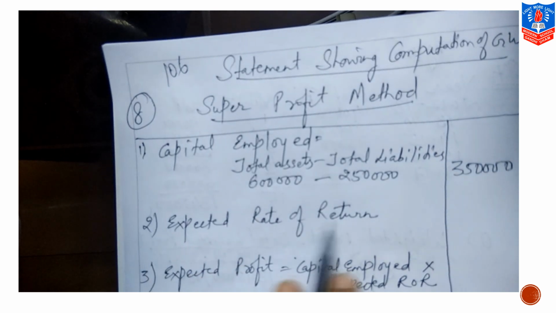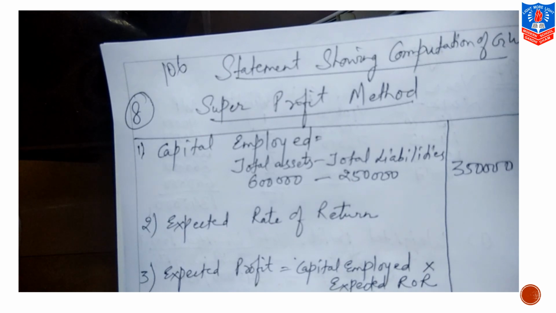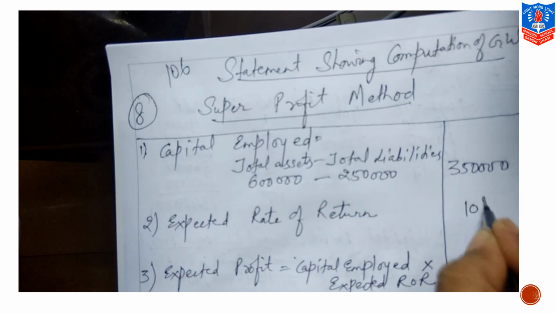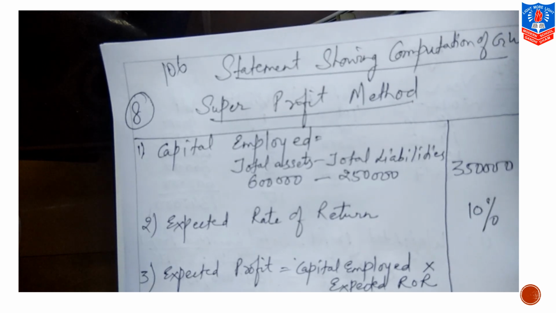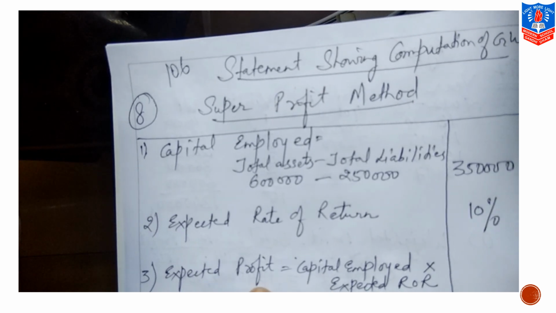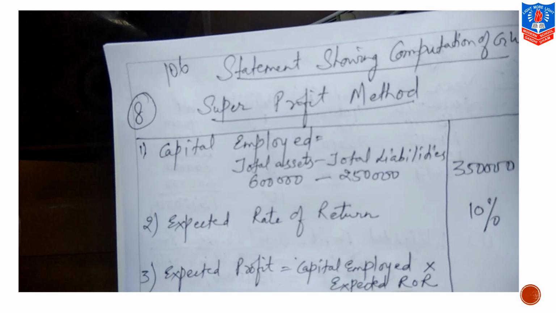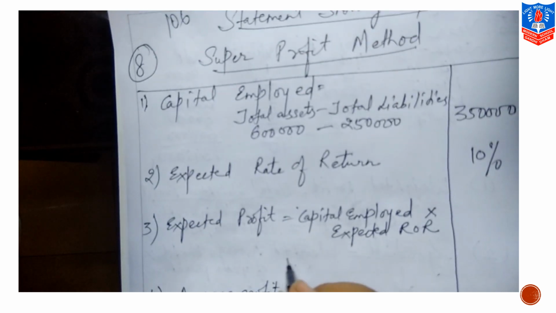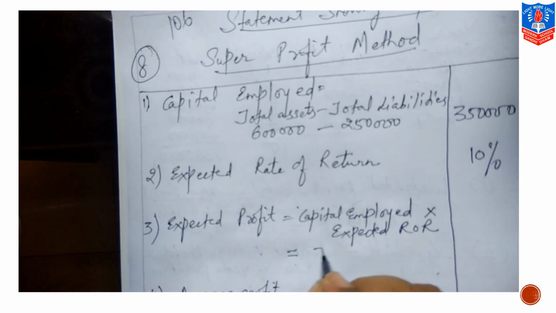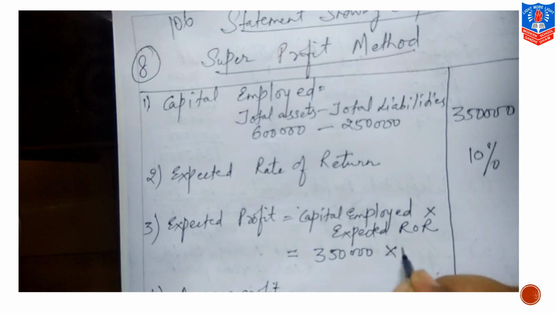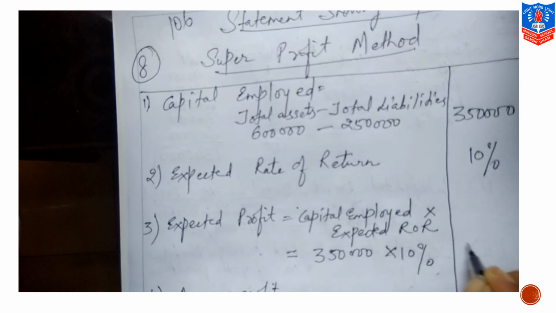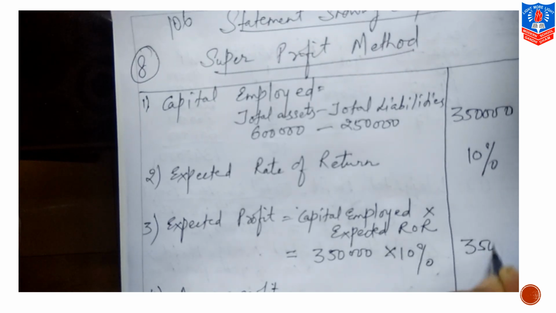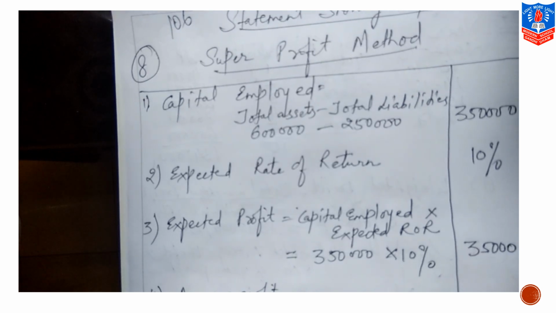Expected rate of return, which is step 2, directly given to you in the question, is 10%. Third step, expected profit is equal to capital employed multiplied by expected rate of return. So capital employed 3,50,000 into 10% gives us expected profit of 35,000.